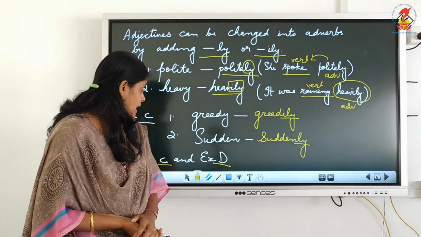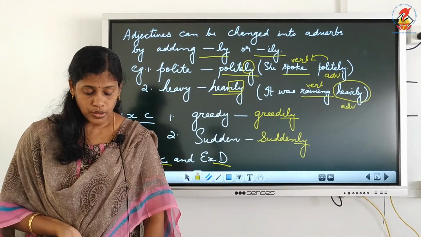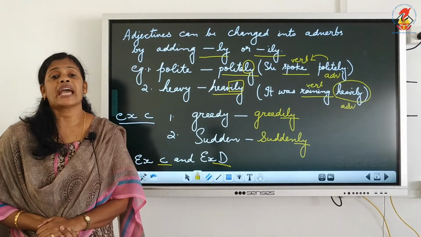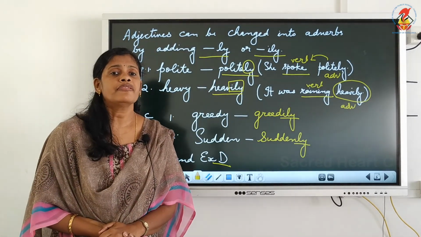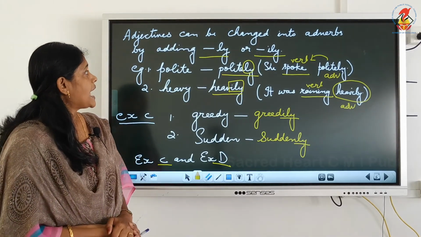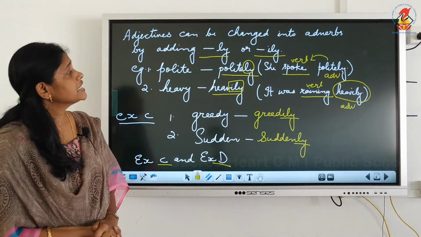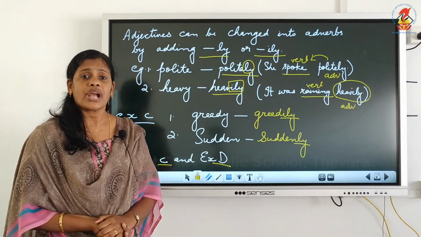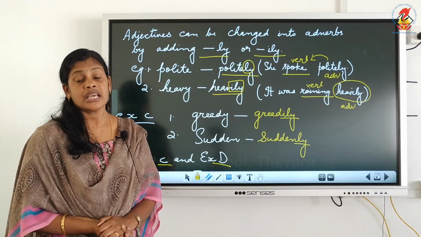So I come to the end of the first video. I hope you have understood what is an adverb, the position of an adverb, and how many types of adverbs are there. And in adverb of manner, adjectives can be changed into adverbs by adding ly or ily. Is it clear, children?